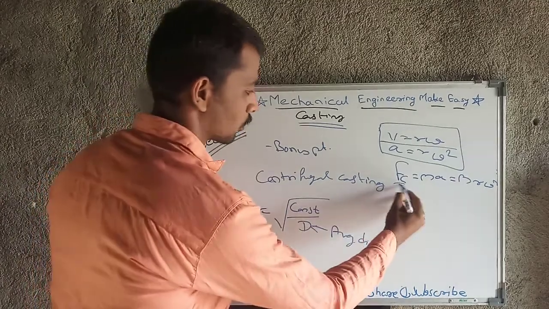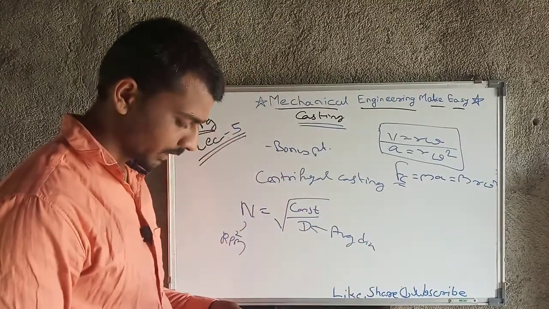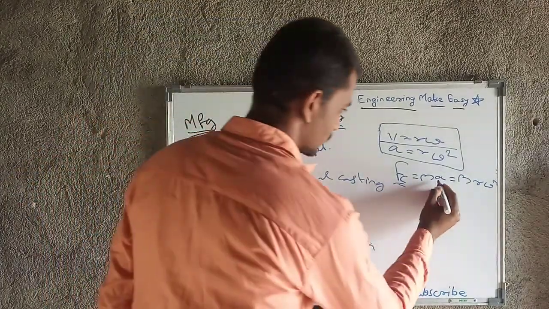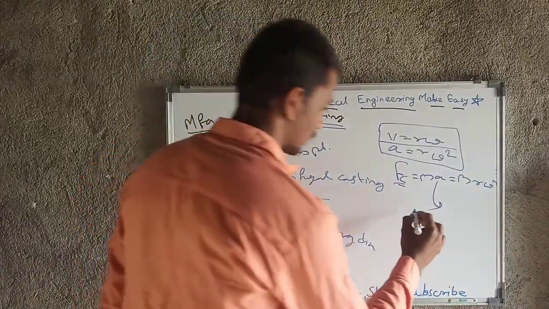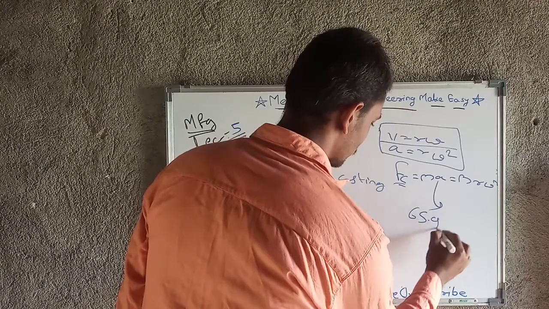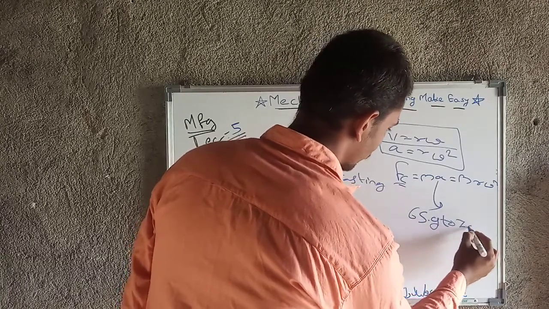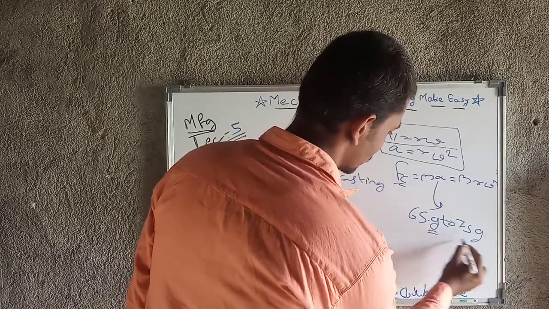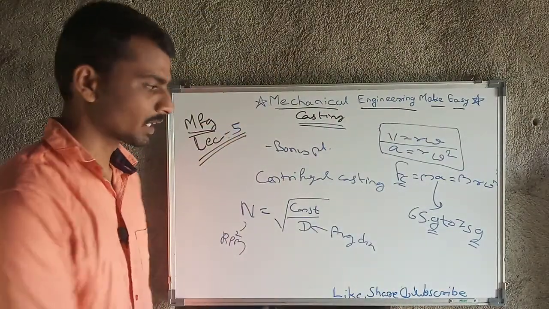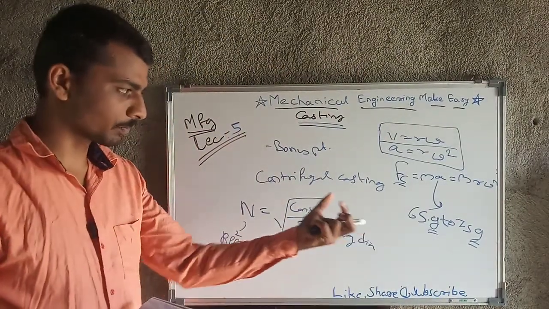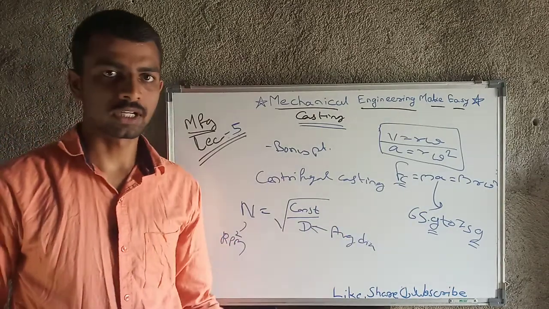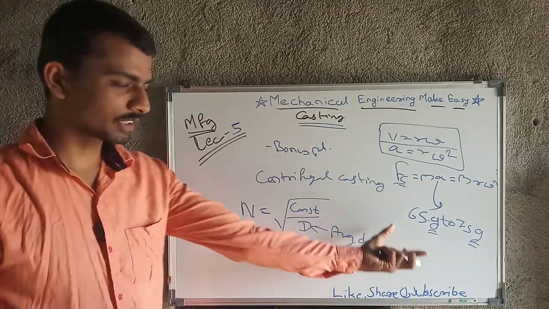This is the formula for centrifugal force, and this acceleration will generally vary for centrifugal casting from 65 times g to 75 times g. g is nothing but acceleration due to gravity, and 65 and 75 are constants, meaning that acceleration varies from 65 times g to 75 times g. These are the general values.